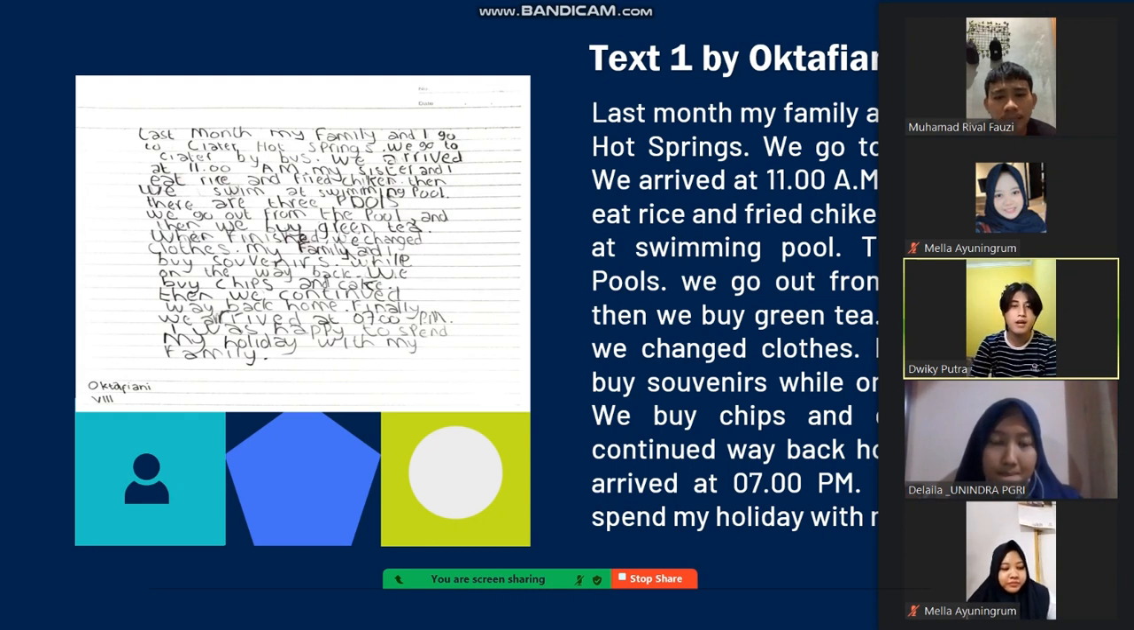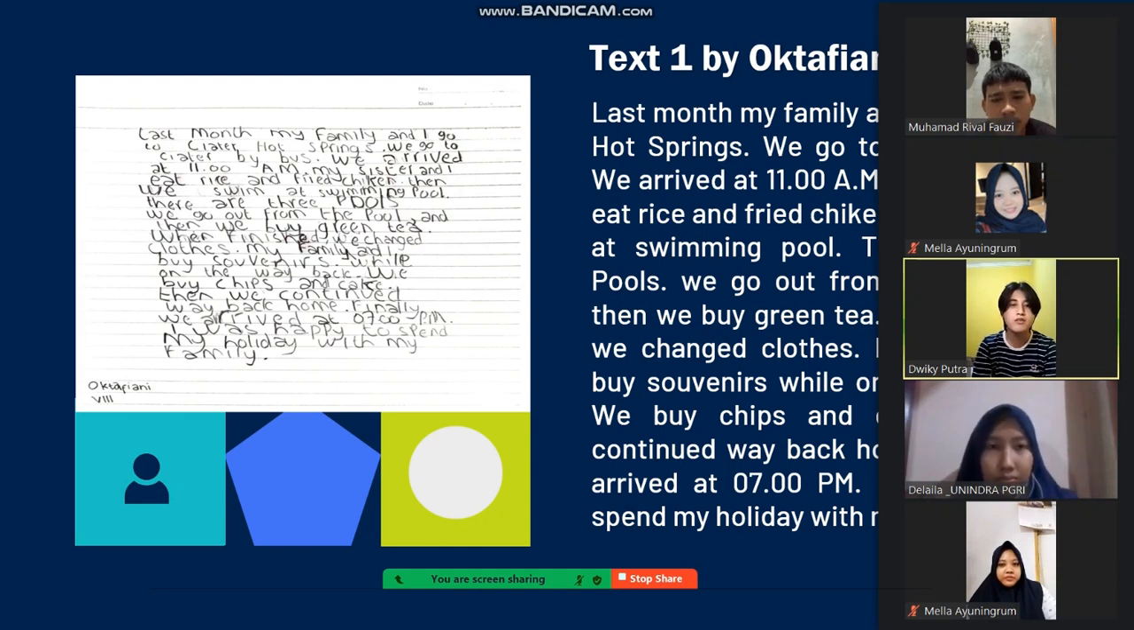Text 1 by Octaviani. Last month, my family and I go to Chater Hot Springs. We go to Chater by bus. We arrive at 11 a.m. My sister and I eat rice and fried chicken. Then we swim at swimming pool. There are 3 pools.